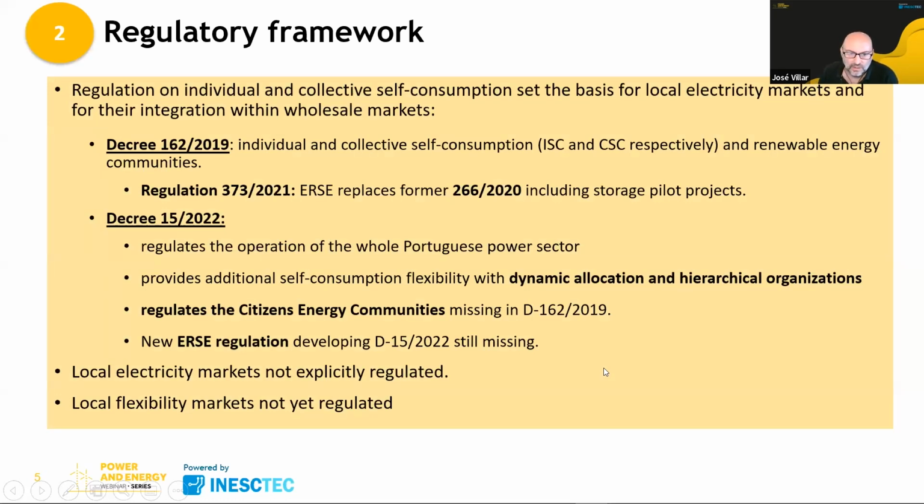So if we go through the regulatory context, we will focus on the Portuguese case, but there are many similarities with other regulations, such as the Spanish one or the French one. In Portugal, first, this started with a decree in 2019, which was a first attempt to translate the European directives, to define the individual self-consumption and the collective self-consumption and the renewable energy communities. And there was also a regulation from the national regulatory entity to set up the rules for the application of this decree.